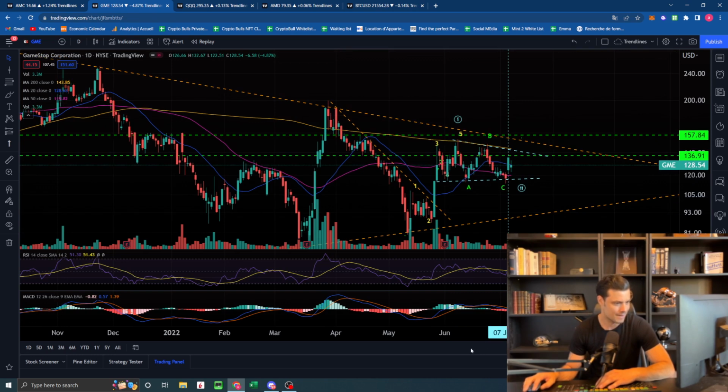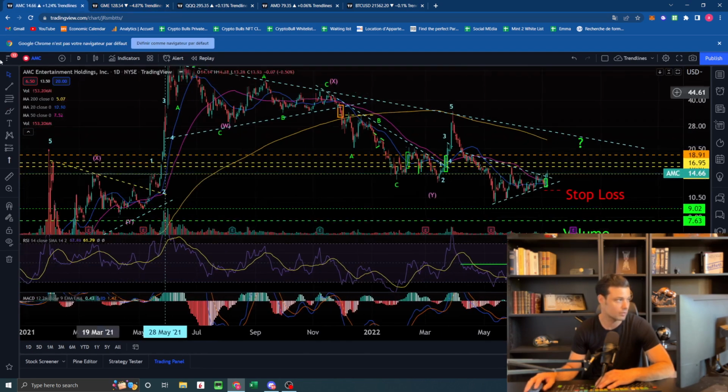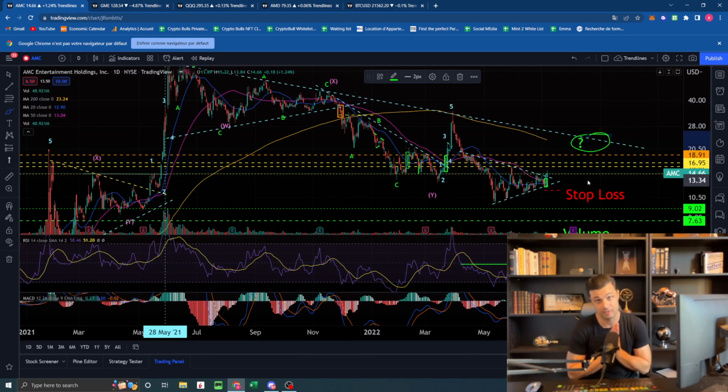And yeah, what else can I say? That's pretty much it. I don't have a strong view on the short term on GME, let's be honest, but I'm monitoring what is going to happen between the 140 and 150 level, all right? And here, of course, we want to see this breakout that would go together with the AMC breakout above this trend line, all right? So this is what we want to see.